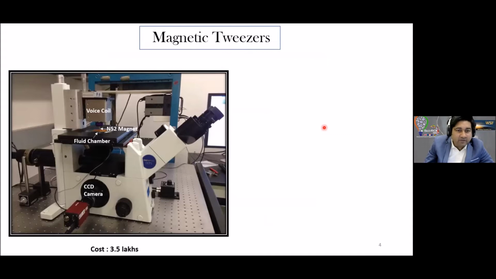Okay, if you are thinking how that could be so cheap, it's because I buy all the parts on eBay, secondhand, right? So what is there in this magnetic tweezer? We have a voice coil. What is a voice coil? It actually controls the position of the magnet. We have a magnet. We have a fluid chamber, which is just below the magnet. And we have a CCD camera for taking some pictures, right? So the whole cost of this instrument is 3.5 lakhs.